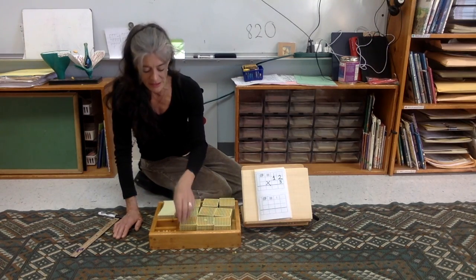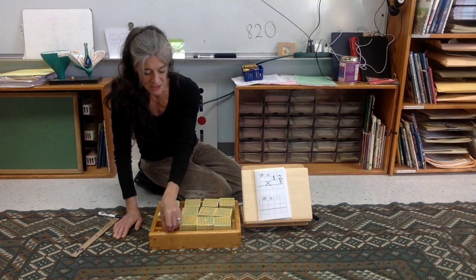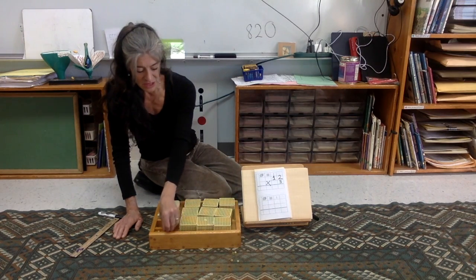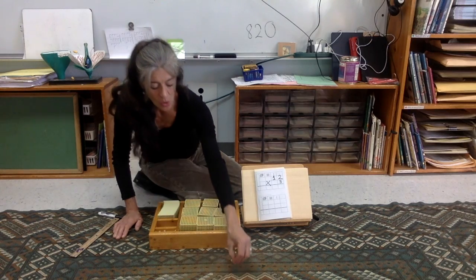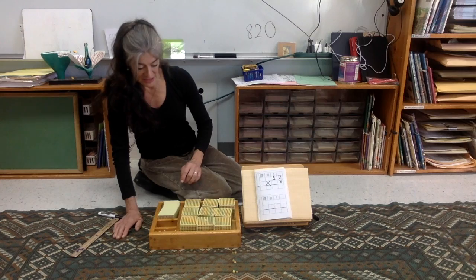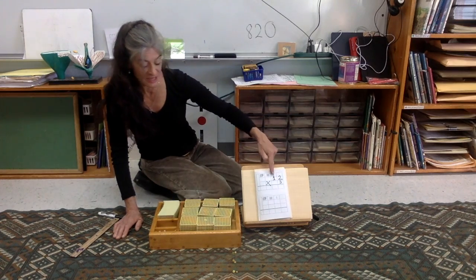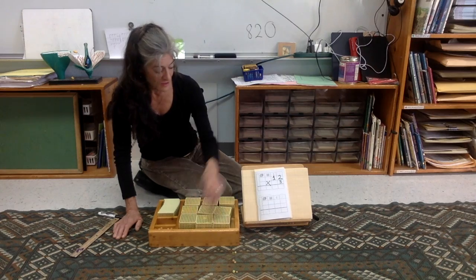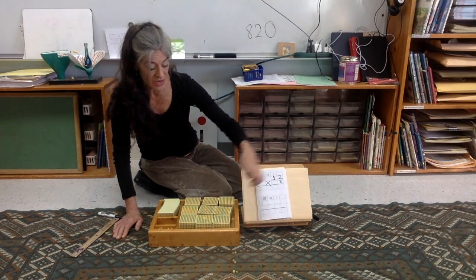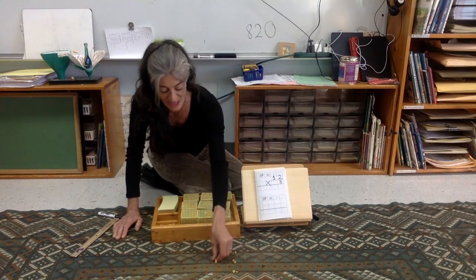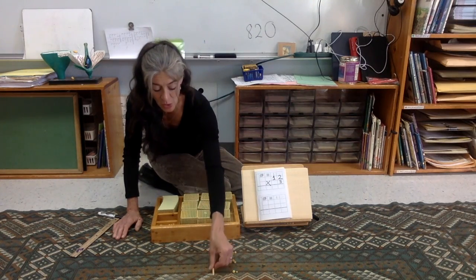No, don't do it yet. Just watch me. 1, 2. 1, 2. Now let's do the tens. How many tens in the multiplicand? 1. How many times? 3. 1 ten once. 1 ten twice. 1 ten 3 times.